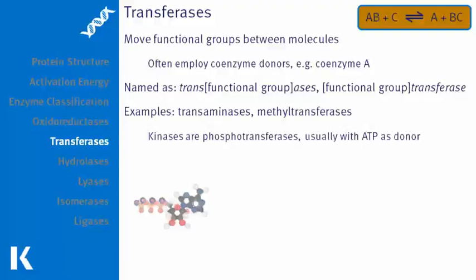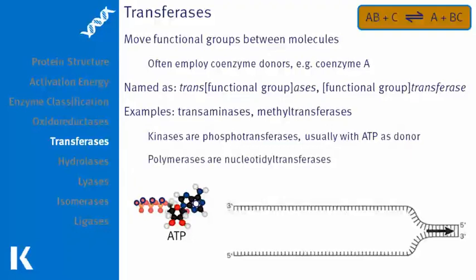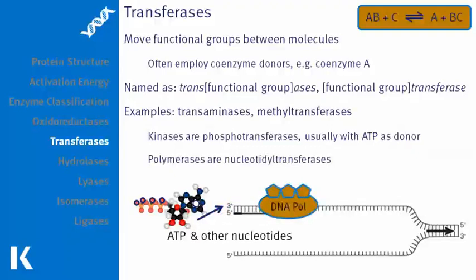A noted exception to this rule that you'll need to know for test day is kinase. Kinases are transferases as well, and catalyze the movement of a phosphate group. ATP typically helps kinases as a coenzyme donor, giving up a phosphate group as indicated by the arrow. Another exception to a typical transferase nomenclature is polymerases, such as DNA polymerase 1 or 3. Polymerases shift nucleotides onto growing strands of DNA, or RNA in the case of RNA polymerase.